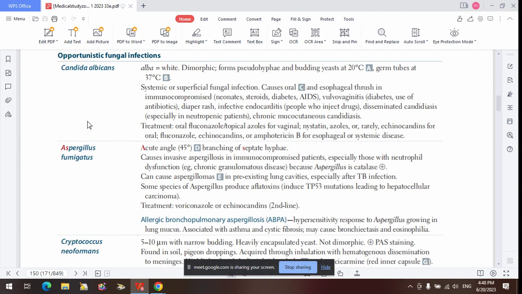You know that the typical temperature where you should form mold is what? At 20, cold. So the temperature where you should form the yeast is 37. Do you hear me now? Do you get it now?